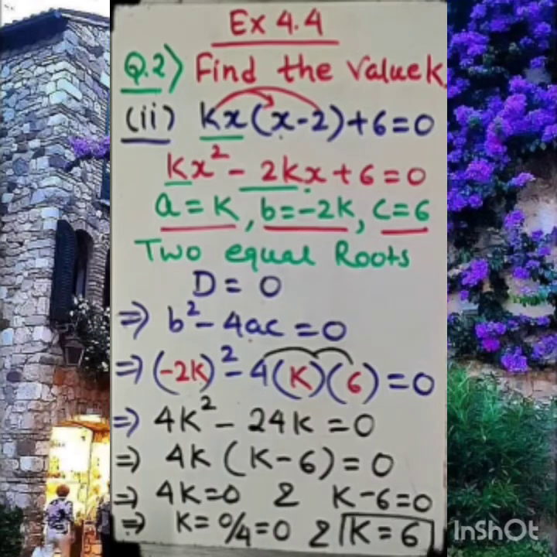So final answer, we are getting two values of k. One of them is k equal to 0. 0 divided by any number is 0, so directly also you can mention 0, and the other value is k equal to 6. Both of these are the solutions for the given equation for the value of k. This is the complete question number 2.